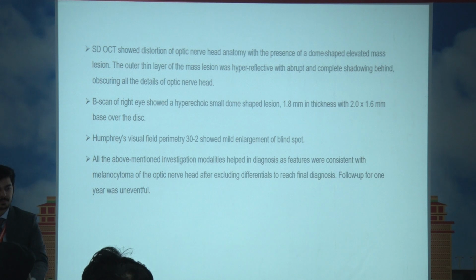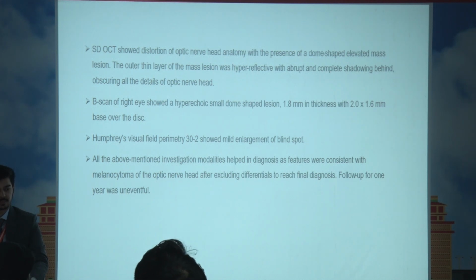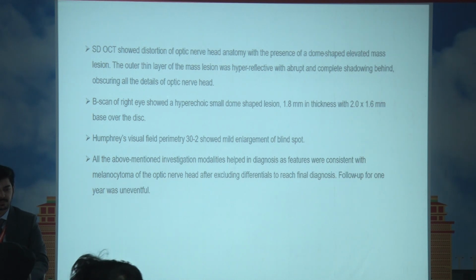We did a spectral domain OCT which showed distortion of the optic nerve head anatomy with presence of a dome-shaped elevated mass lesion. The outer thin layer of that mass lesion was hyperreflective, which may be due to the melanin deposit, with abrupt and complete shadowing behind, obscuring all the details of the optic nerve head. A B scan of the right eye showed a hyperechoic small dome-shaped lesion, 1.8 millimeters in thickness with a 2.0 by 1.6 millimeter base over the disc. Humphrey visual field perimetry 30-2 showed mild enlargement of the blind spot.